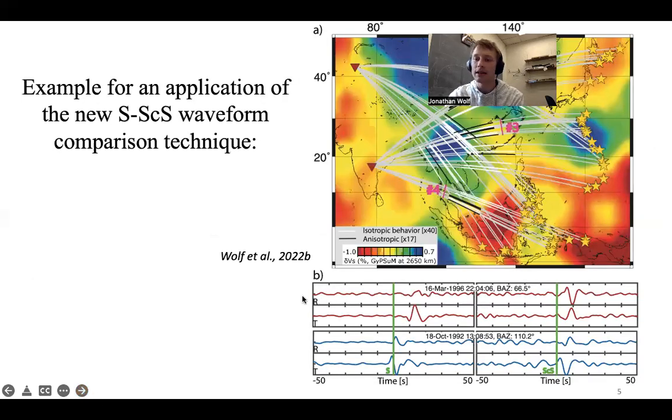And here I'm showing an example for where we apply this new technique to a data set that samples the lowermost mantle beneath Eastern Asia. The background colors show velocity perturbations with respect to PREM from the GyPSuM tomography model. Yellow stars show the events and the red triangles show the stations. The ray paths are plotted in gray, and the ray path length of ScS through the lowermost 150 kilometers of the mantle is plotted in white if we cannot detect evidence for lowermost mantle anisotropy, and in black if we can.